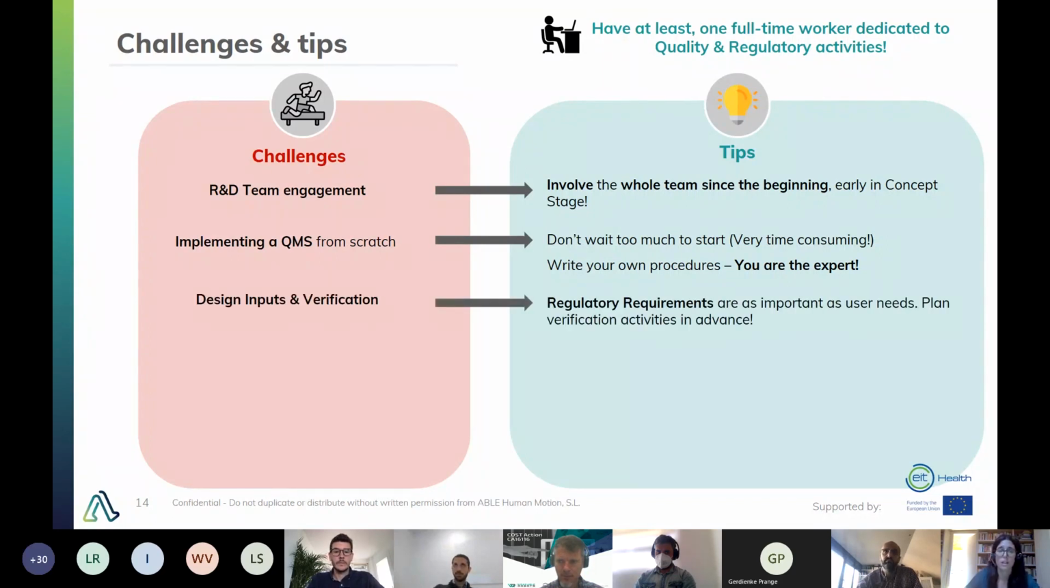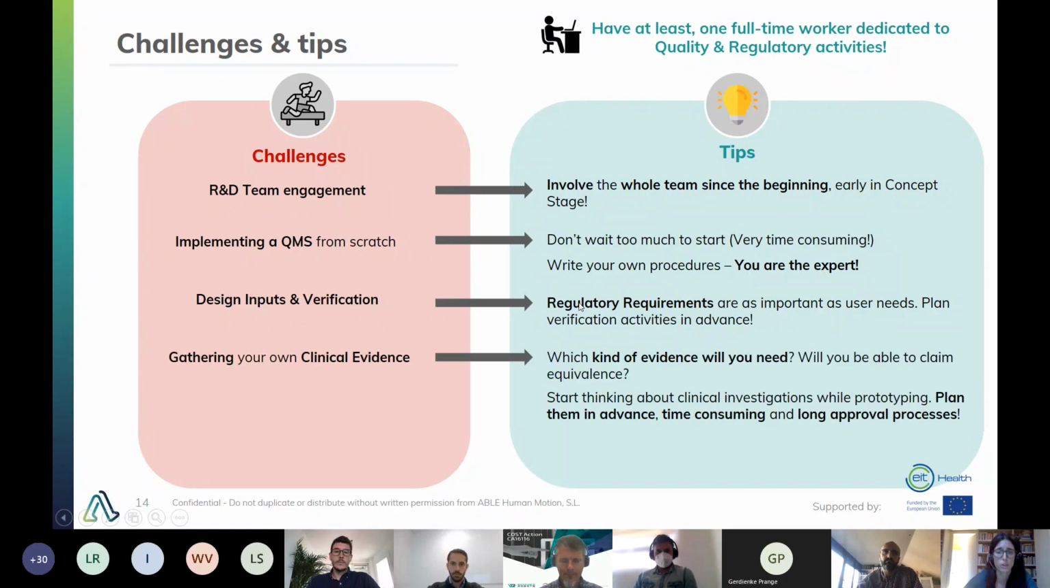And also, I would like to highlight that when you are thinking about the design inputs to meet certain user requirements and verification activities, it's important that you start thinking about the regulatory requirements. Because, for example, selecting one battery or another can have a huge impact on which regulations you need to comply with. And also, clinical evidence: as the MDR emphasizes clinical data a lot, it's important that you know if you will need to gather your own clinical evidence or if you will be able to demonstrate equivalence, for example.